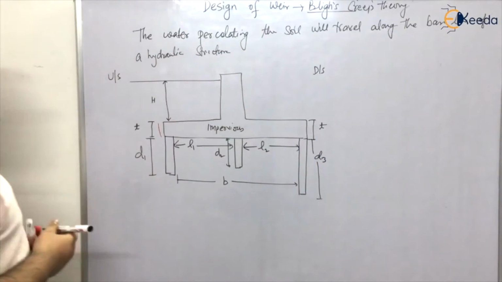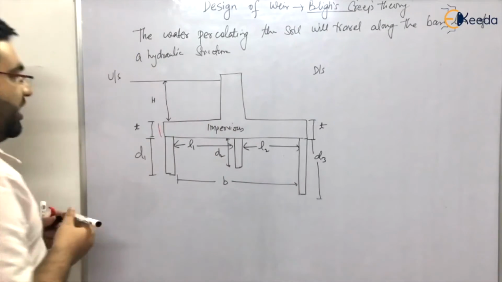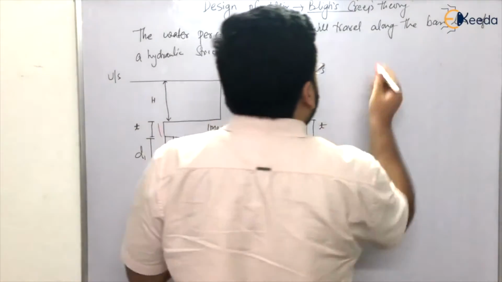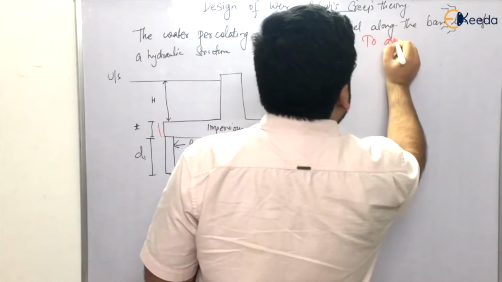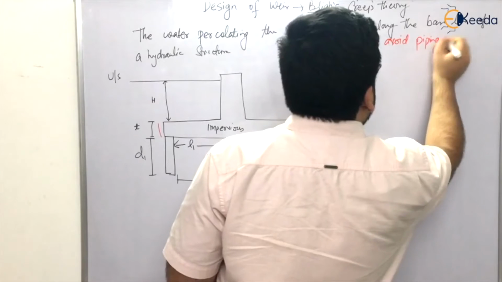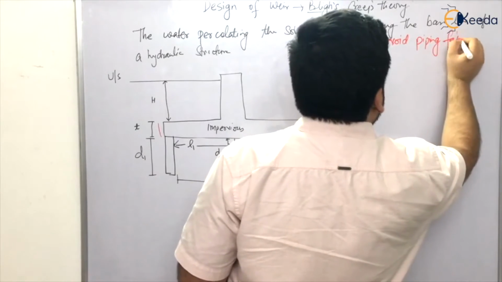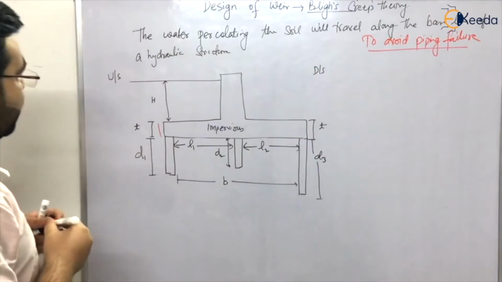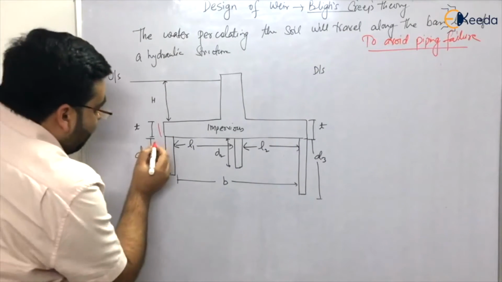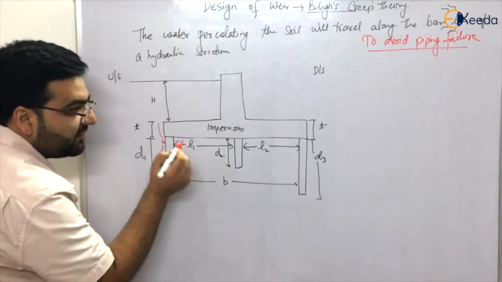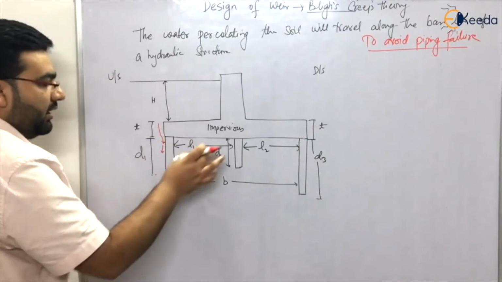So let us first of all understand the piping failure. To avoid piping failure, first of all we are understanding the piping failure. Generally, we have two types of failure: piping failure and the uplift failure, right? Okay. So Bligh said that the percolating water will travel along the baseline. Now the baseline has increased because we have already applied sheet piles also.